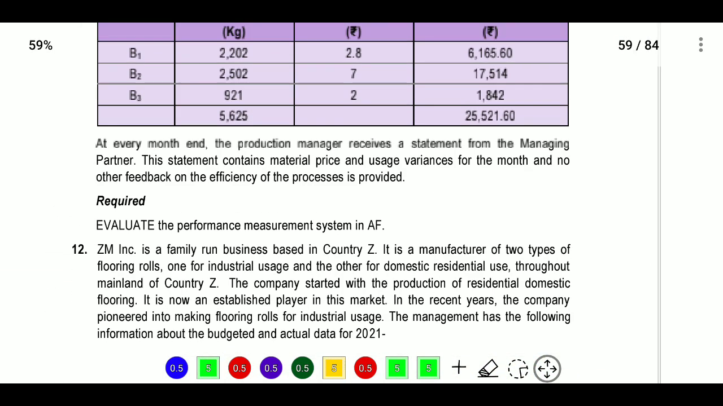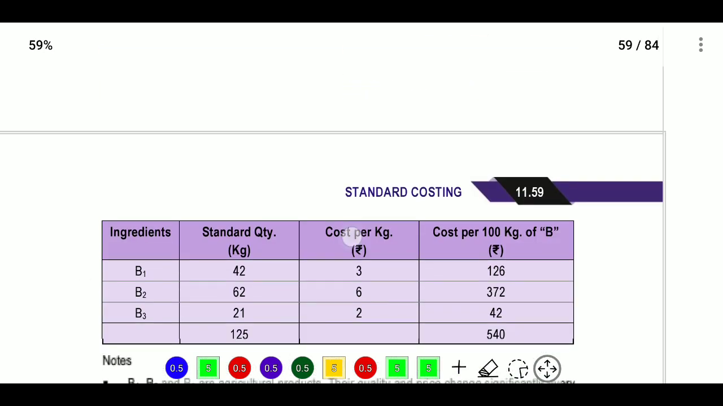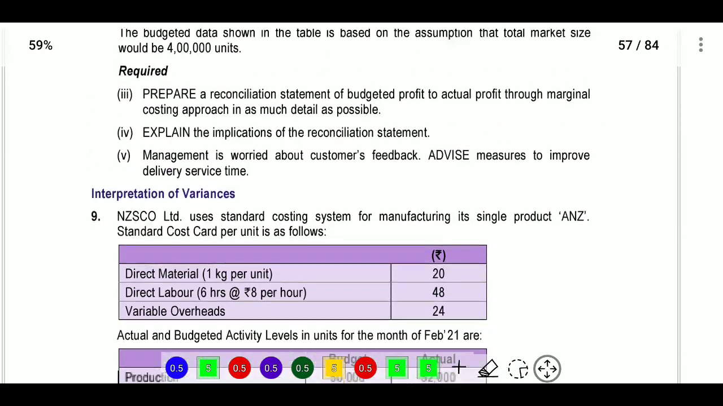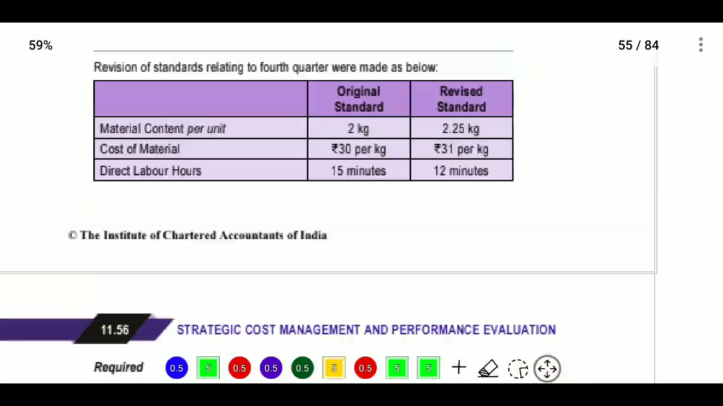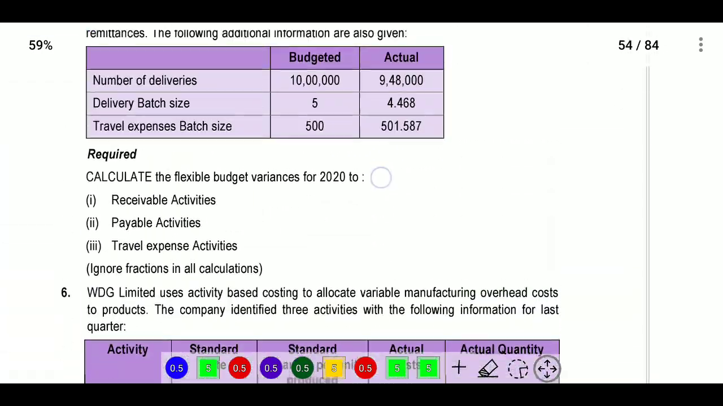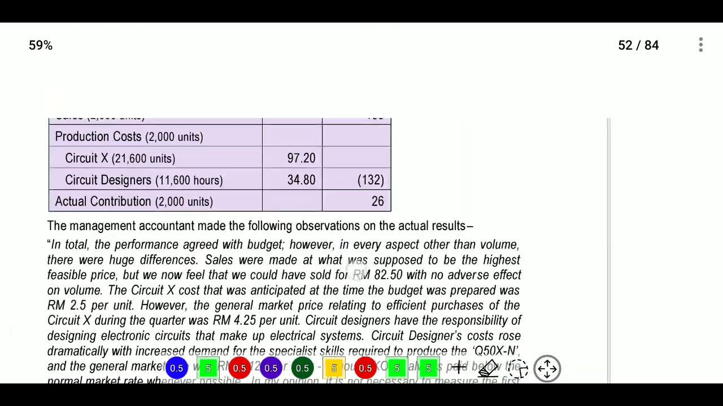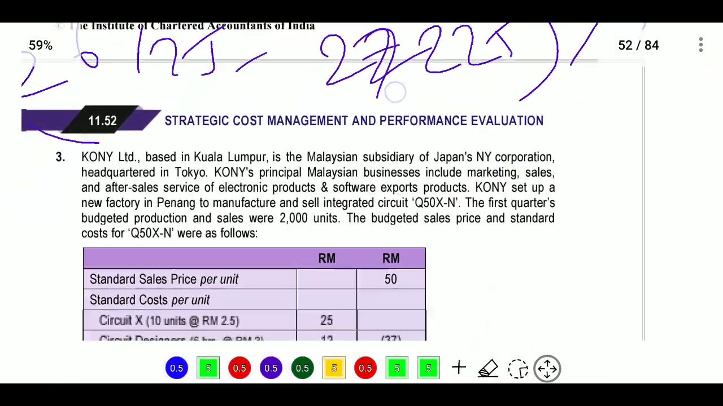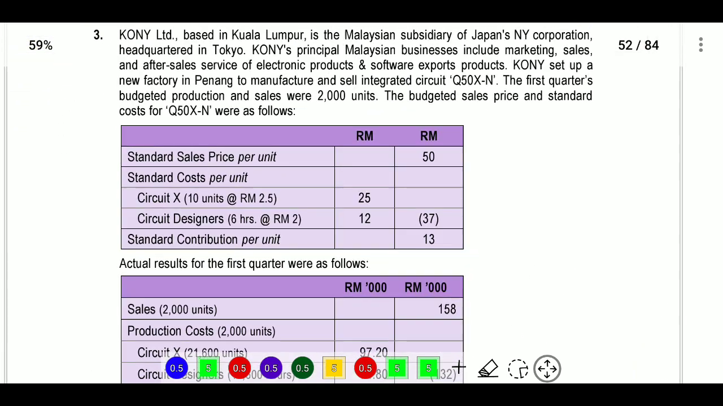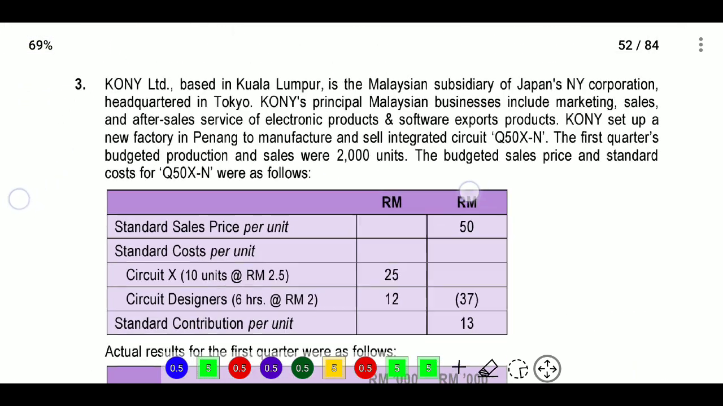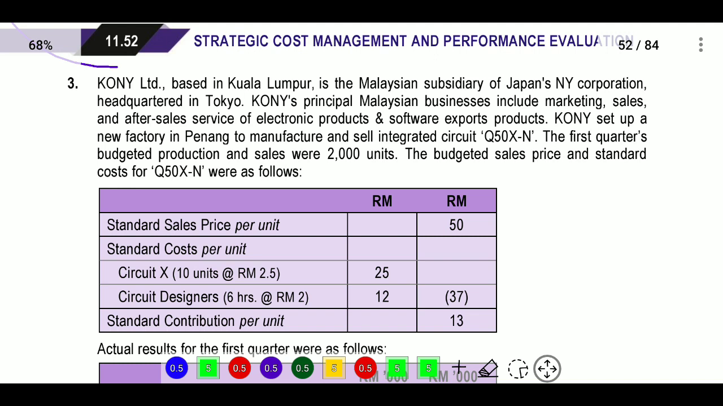Next question we will see in another question. What is the question we will see? Next question will be question number 3. What is there in the third question? See, in the third question they provided one company, that is Koni Limited. What is Koni Limited?